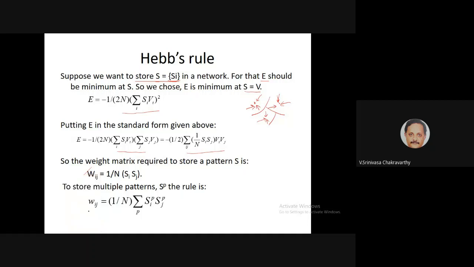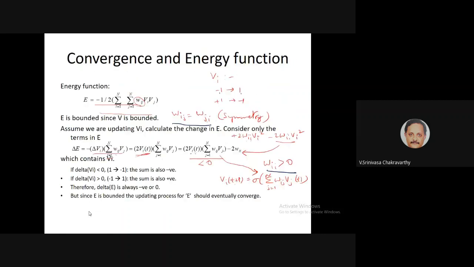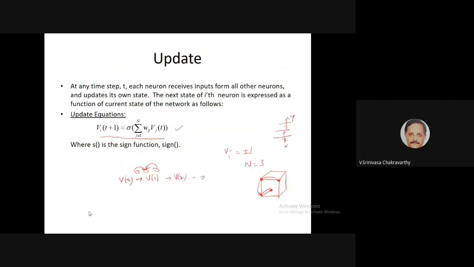Okay, so until yesterday, we introduced the equations for the Hopfield network. We introduced the update rule. You have n neurons, each neuron is connected to every other neuron, and you have a weight matrix. You start from an initial condition and then apply this update equation, and the system state evolves through time and it will converge.